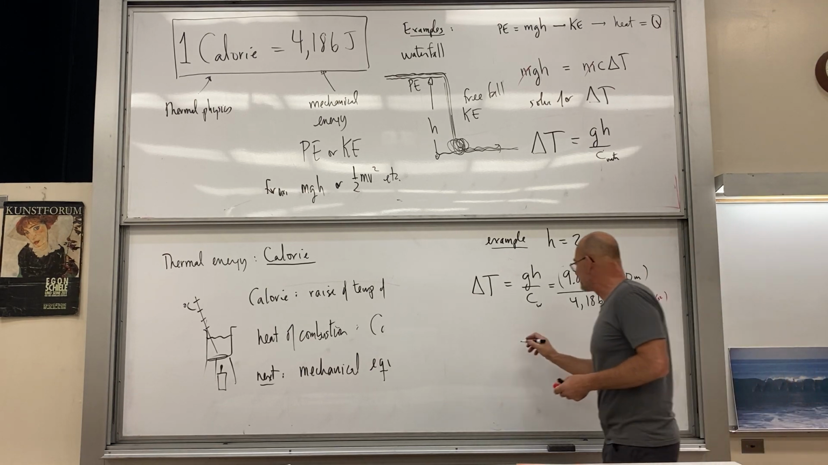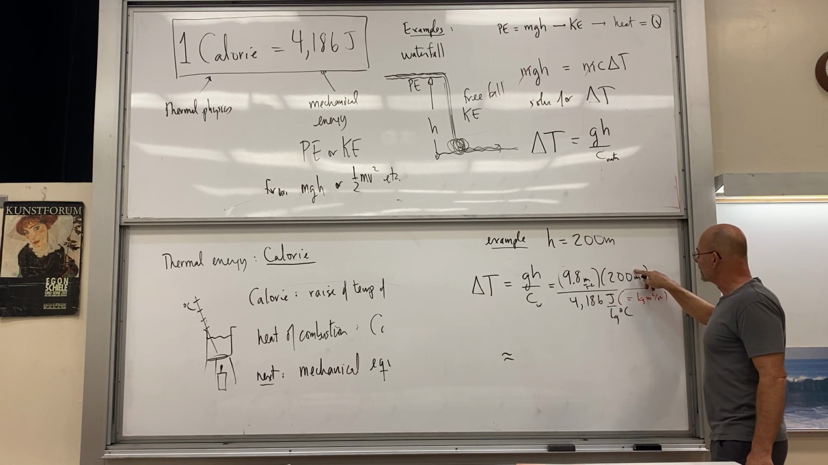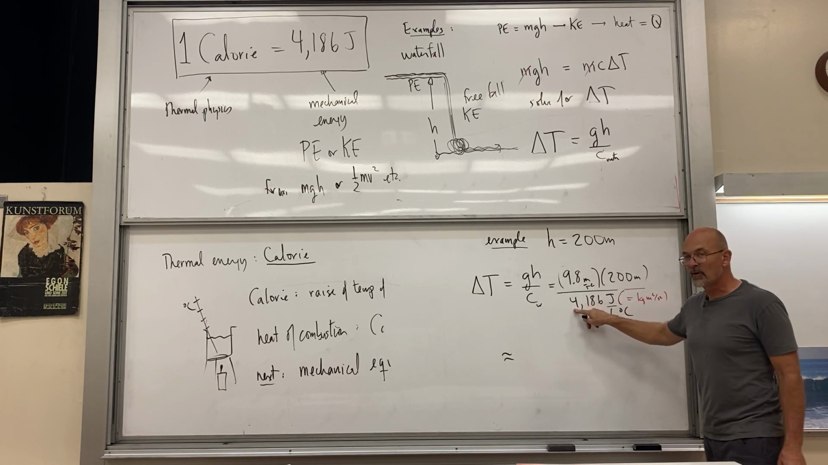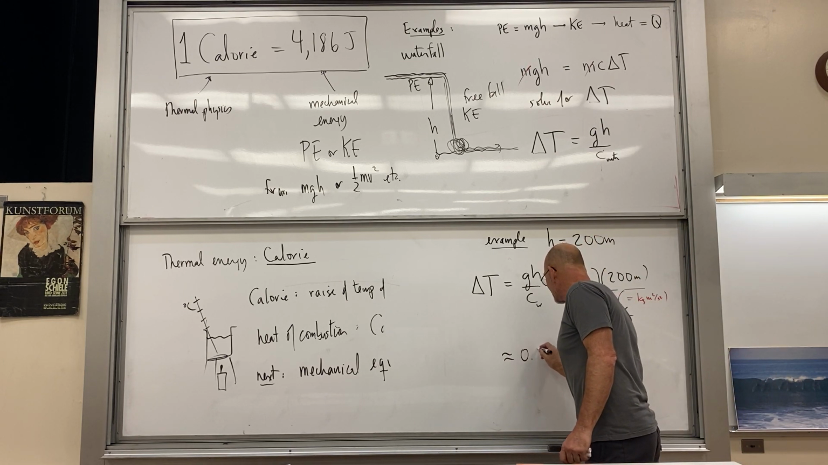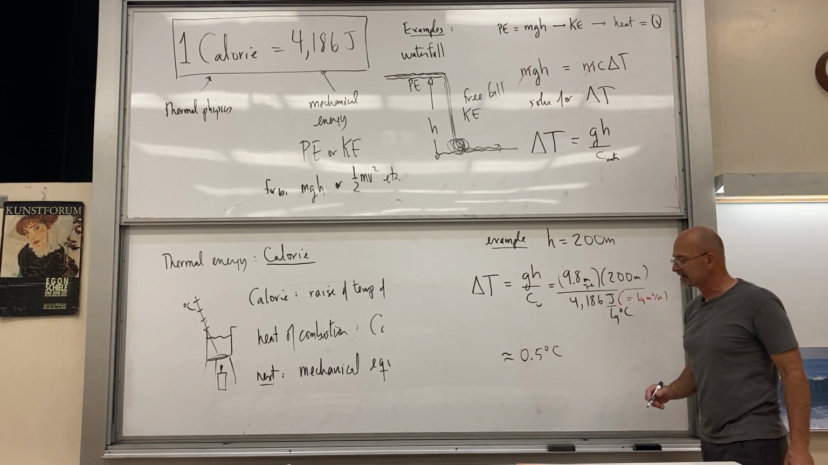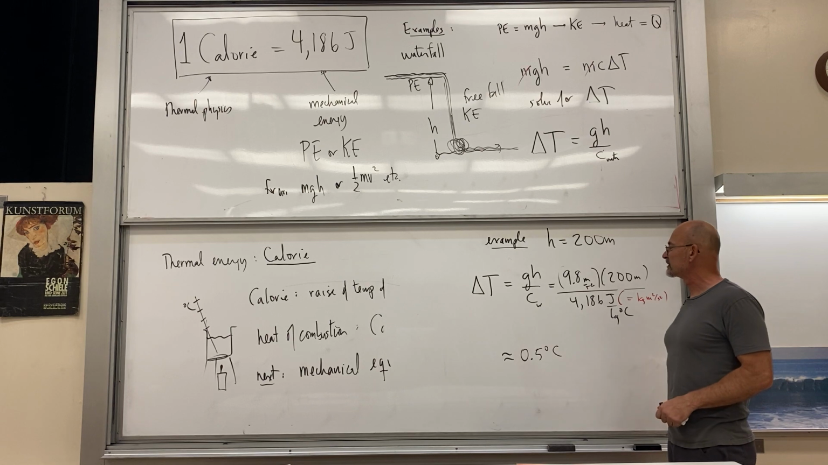But you know, we can even estimate this. We've got 10 times 200, that's about 2,000 divided by 4,000. Well, we didn't need a calculator for this. It's approximately 0.5 degrees Celsius. Half a degree Celsius, 1 degree Fahrenheit. Not much, okay? That's interesting.